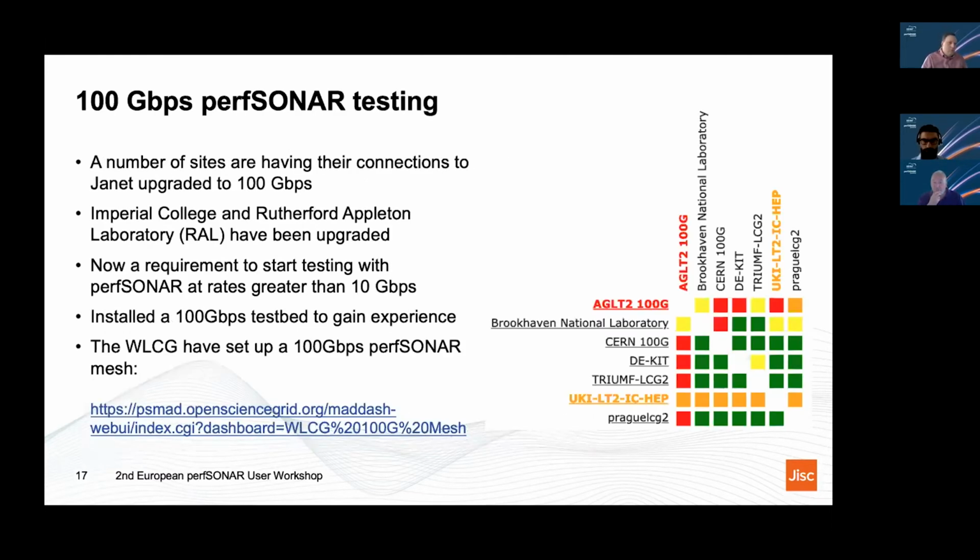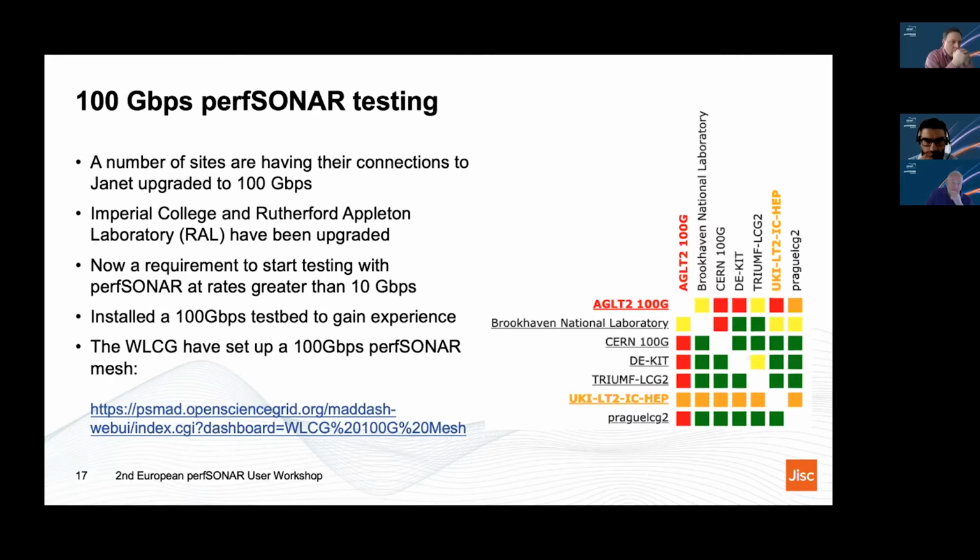So just a couple of extra slides on some other aspects of work that we're doing. We're seeing sites now within the UK having their connections to the GÉANT network upgraded to 100 gigabits a second. Two examples are Imperial College, where I also work, and the Rutherford Appleton Laboratory in Didcot. They've both been upgraded, and so we now have a requirement to start testing with perfSONAR at rates greater than the 10 gigabits that has previously been the maximum.